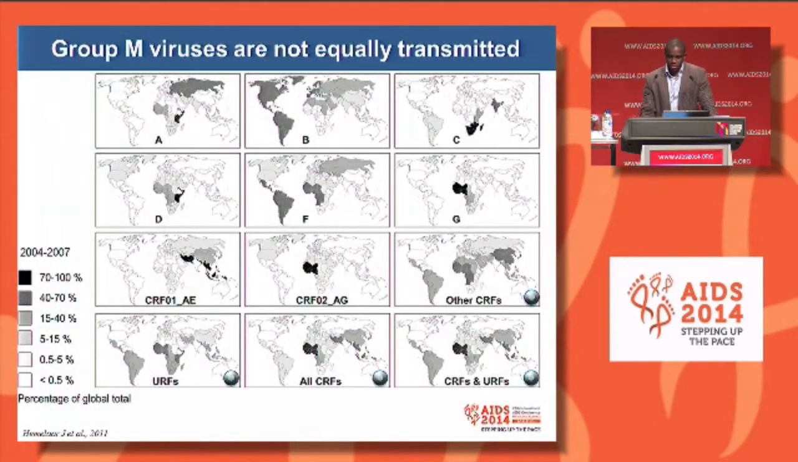Just to illustrate, you can see here that recombinant forms, including unique and circulating recombinant forms, are currently increasing, representing major and predominant strains in a major part of the world, with the leading strains being CRF01_AE and CRF02_AG in Central and West Africa.